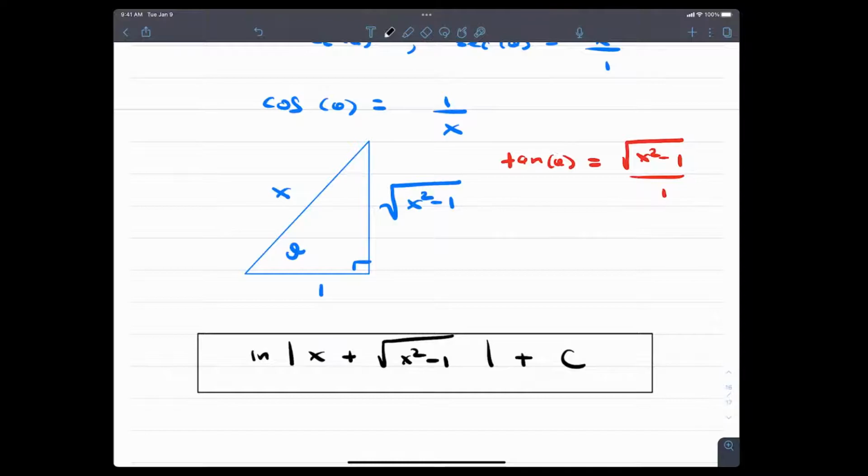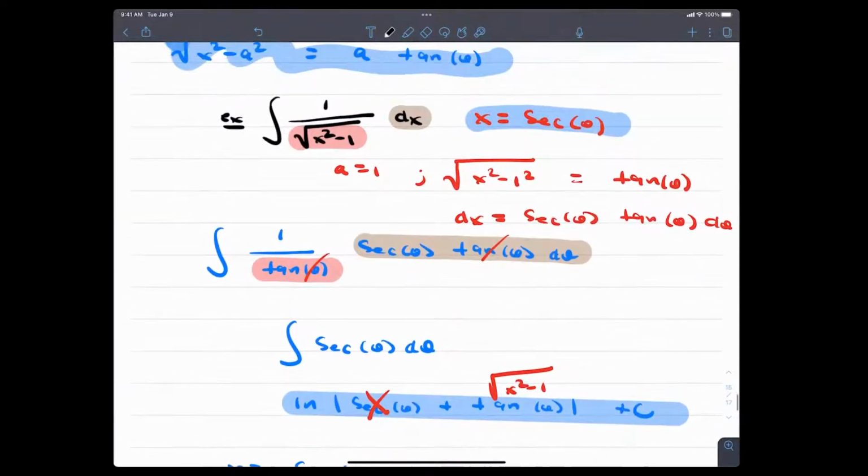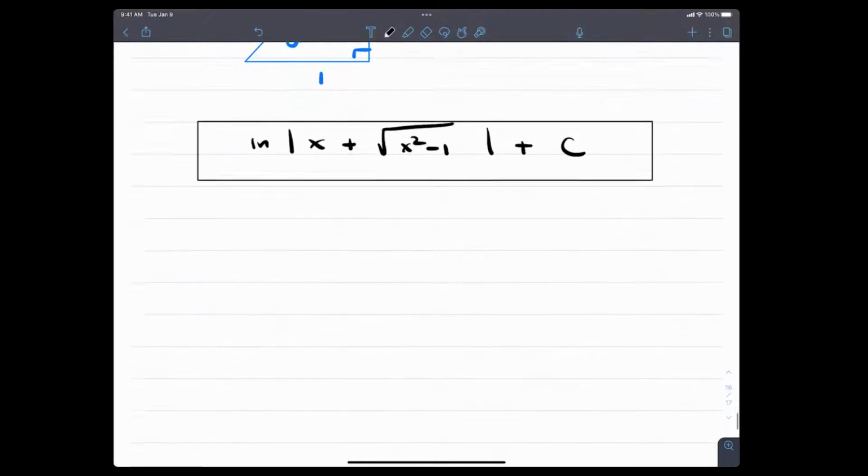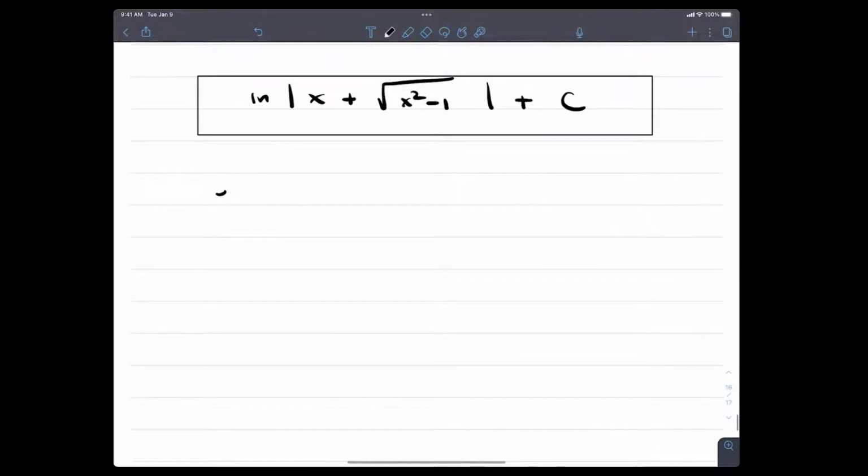I don't know if I want to do that one yet. I'll use this one first. Do this one first. Okay, x squared minus 1. So that one's a pretty good one. We'll look at another example of these here.